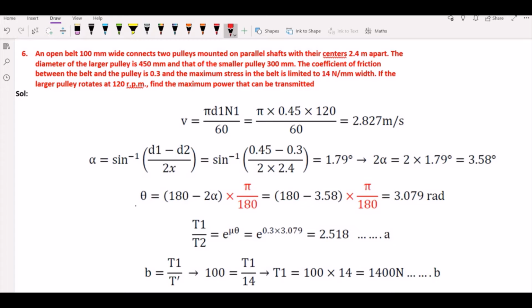Read out the question. An open belt 100 mm wide connects two pulleys mounted on parallel shafts with their centers 2.4 meters apart. The diameter of the large pulley is 450 mm and the smaller pulley is 300 mm. The coefficient of friction between the belt and pulley is 0.3, and the maximum stress in the belt is limited to 14 Newton per mm width. If the larger pulley rotates at 120 rpm, find the maximum power that can be transmitted.